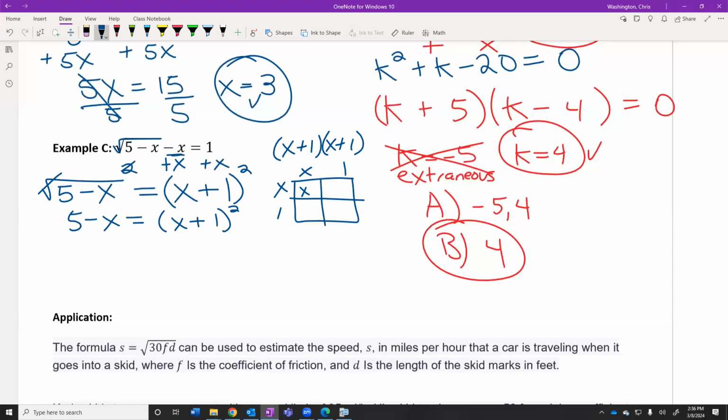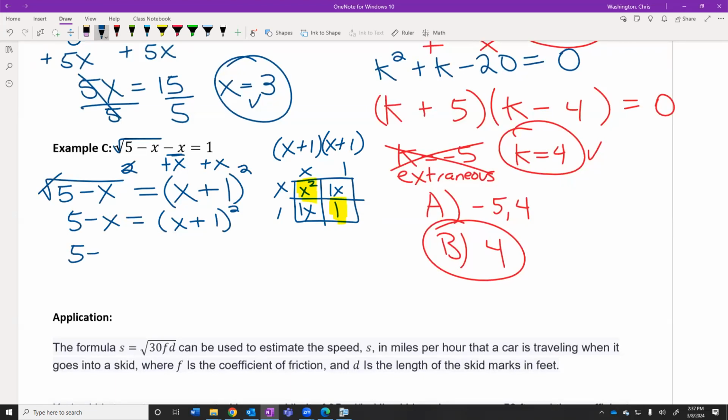X times x is x squared. X times 1 is 1x. 1 times x is 1x. And 1 times 1 is also 1. So do you get x squared plus 1? Yes, you do get x squared plus 1. But you also have 2 other boxes there that you would have left off. And you would not have added that 1x and that 1x to your answer on the right side.